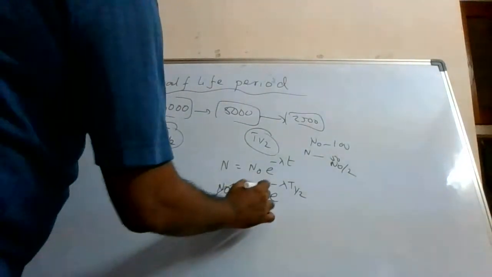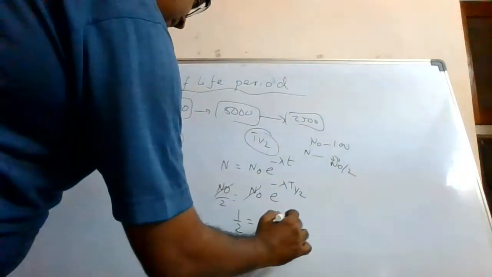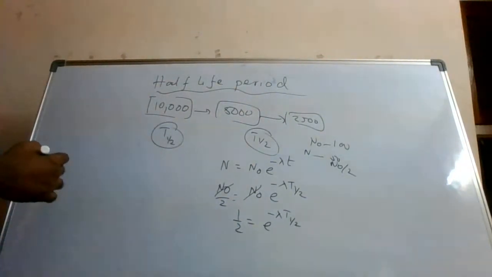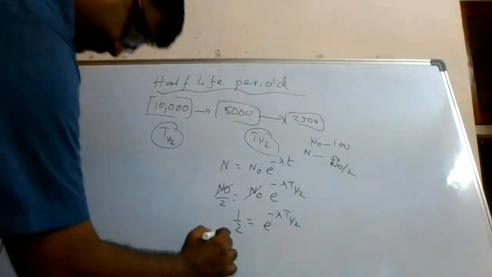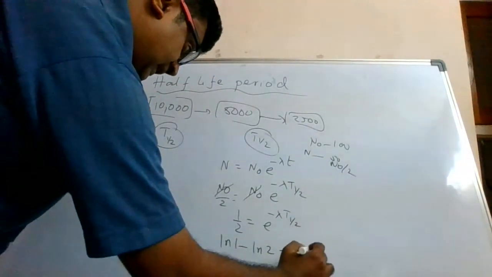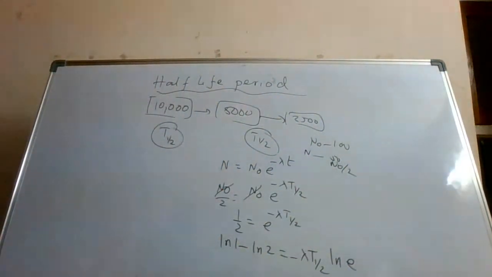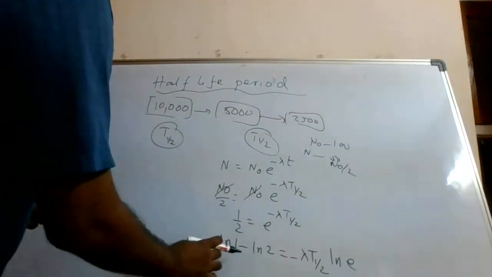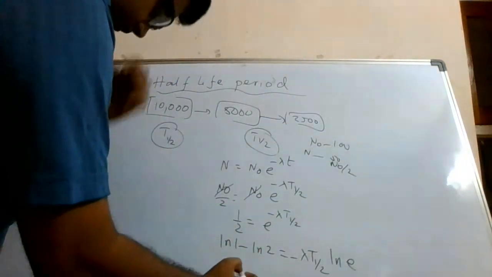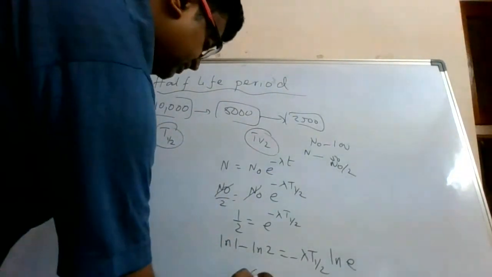Alright? So cancel N0. Half is equal to e power minus lambda into T half. Apply logarithms on both sides with base e. This is ln1 minus ln2 is equal to minus lambda T half into ln e. ln e value is 1. So ln1 is 0, the minus signs cancel, and ln2, the value of logarithm of 2 with base e, is 0.693.